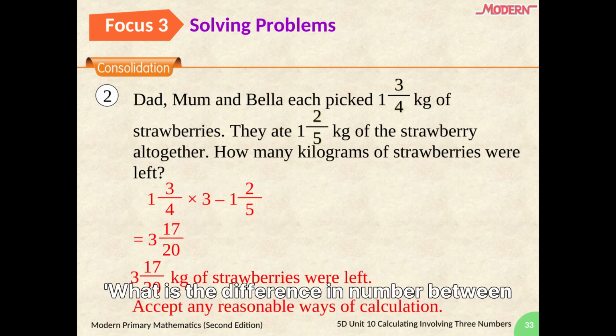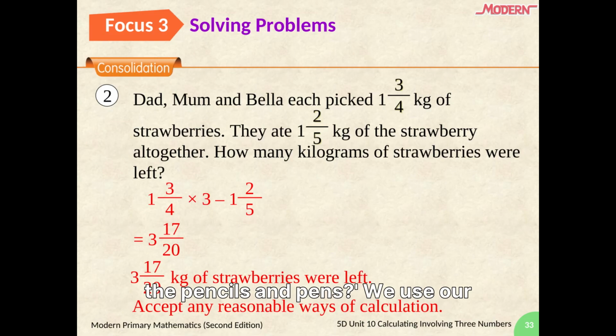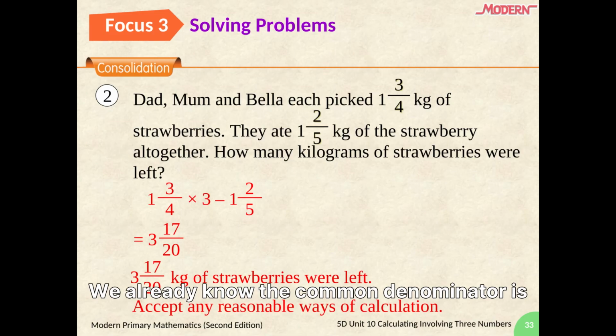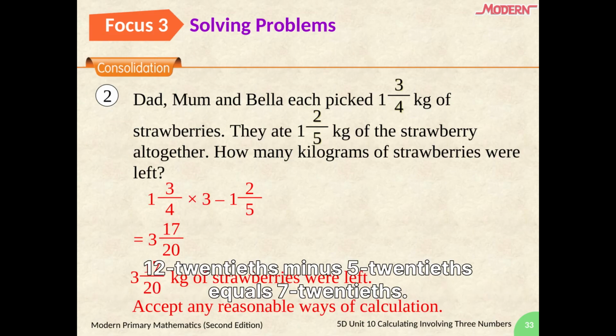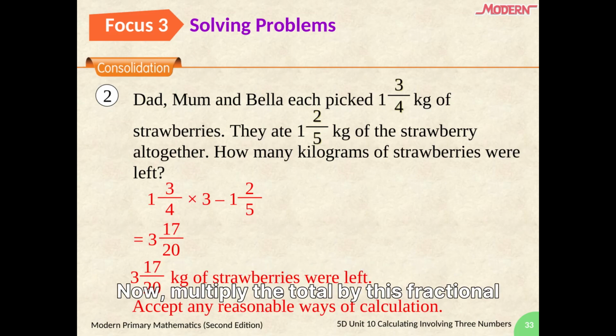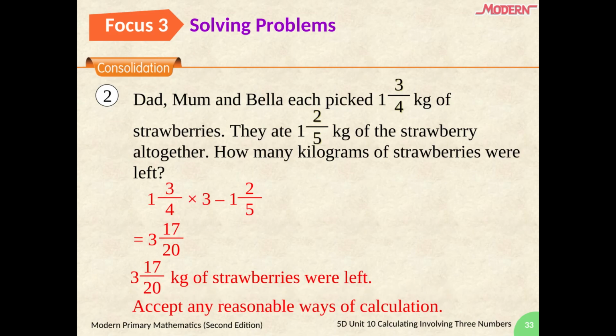Finally, page 68 asks for the difference. What is the difference in number between the pencils and pens? We use our subtraction know-how. The expression is 60 times the bracketed subtraction of 3/5 and 1/4. We already know the common denominator is 20. 12/20 minus 5/20 equals 7/20. Now, multiply the total by this fractional difference, 60 times 7/20. Simplify 60 and 20 again to get 3 times 7, which equals 21.